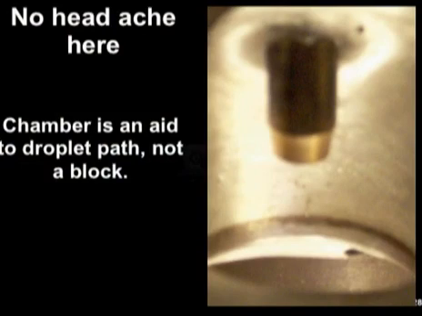All right, I didn't put the valve in here because I wanted you to see that the spark plug and the chamber are aids to how the droplet, once it goes in the cylinder, is not impeded by the chamber or having to chase the chamber. It becomes a flow and droplet aid to the in-cylinder path in a directional port.